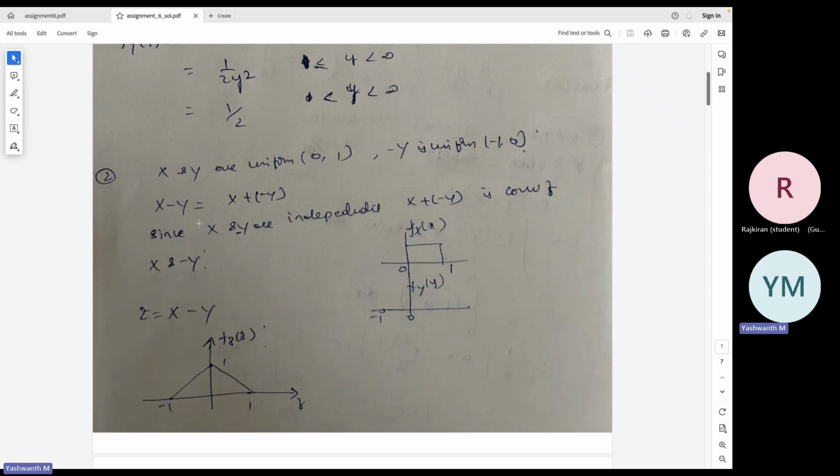I am sure you would have read in the lecture notes that if x and y are independent, then the density of x plus y is the convolution of the density of x and the density of y. So this is why I asked about the convolution operation.